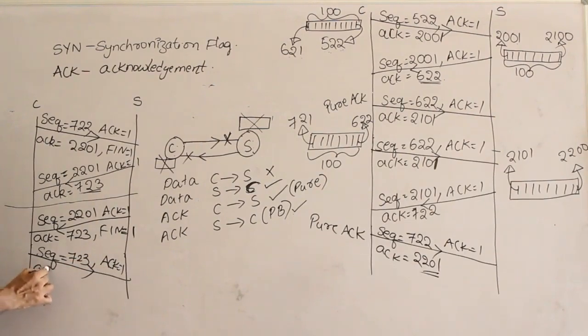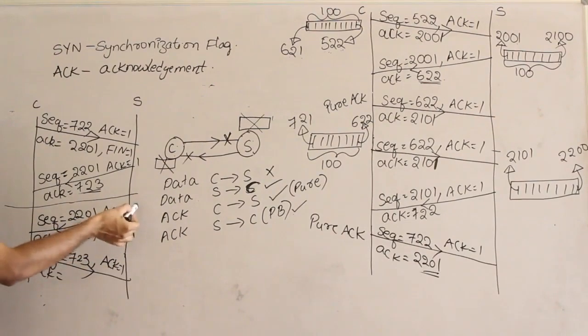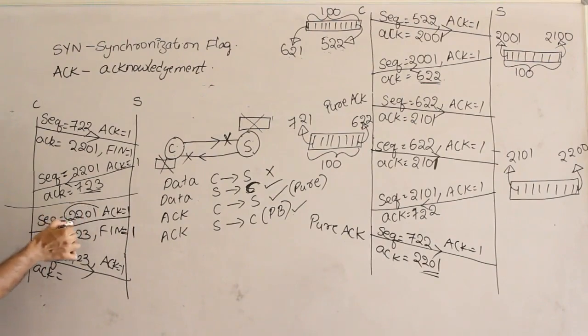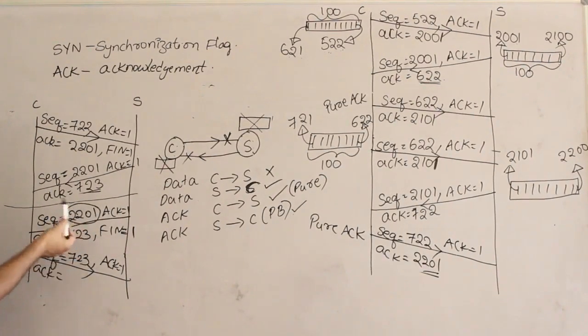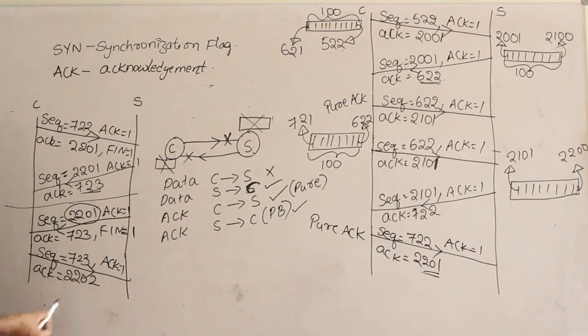What is the acknowledgement number? The server has sent 2201. Therefore what is the next byte sequence number? It is consumed. FIN packet will always consume the sequence number. Therefore what is the next byte sequence number available? 2202. That is what we expect. So that is the acknowledgement. So by sending this, connection will be terminated.